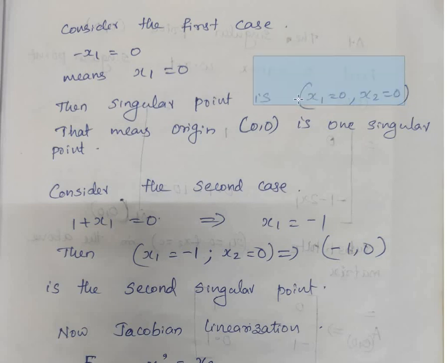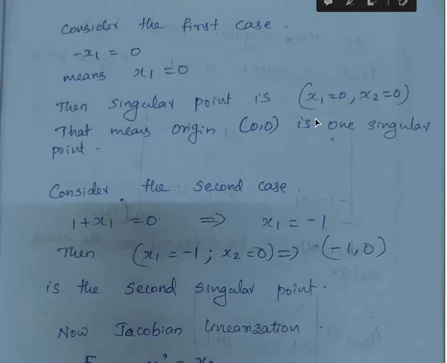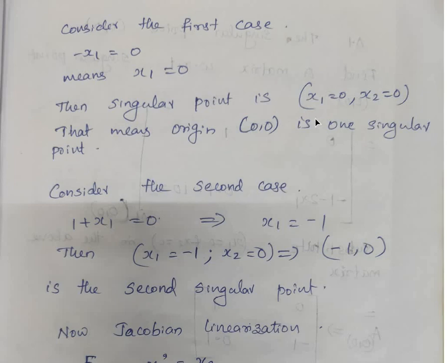And considering here the first case, that is minus x1 is equal to 0 means x1 is also equal to 0. Hence, the first singular point is 0 0 or the origin. That means x1 is equal to 0 and x2 is equal to 0.